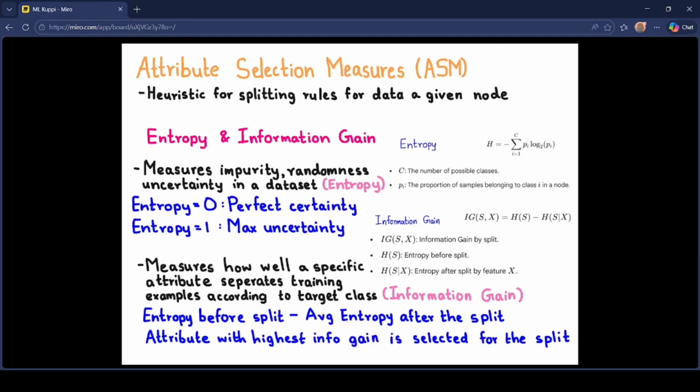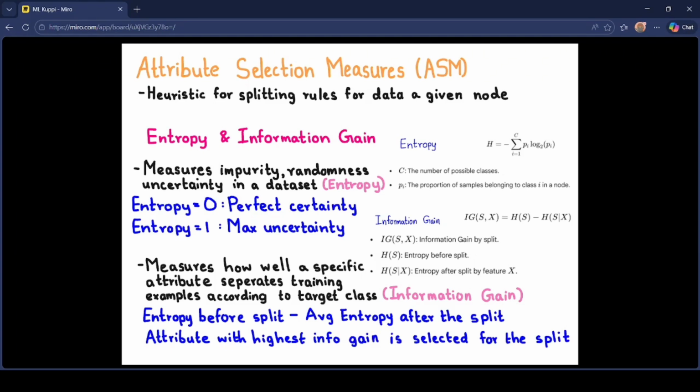The maximum value entropy can have is 1, and the minimum value entropy can have is 0. It's always between 0 and 1. So if our output is 100% certain, if there's no impurity, no randomness in the data, the entropy value would be 0. If it reaches the maximum level of uncertainty, there's so much randomness, then our entropy would be 1.